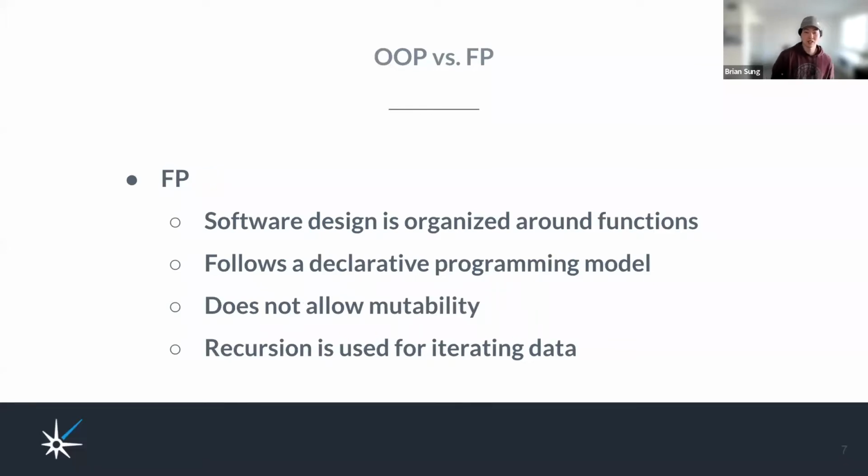All right, so functional programming is sort of like the opposite, right? So software design is organized around functions, and it follows a declarative programming model. Does not allow mutability, so you can't change the variable state. And then instead of for loops, we use recursion.